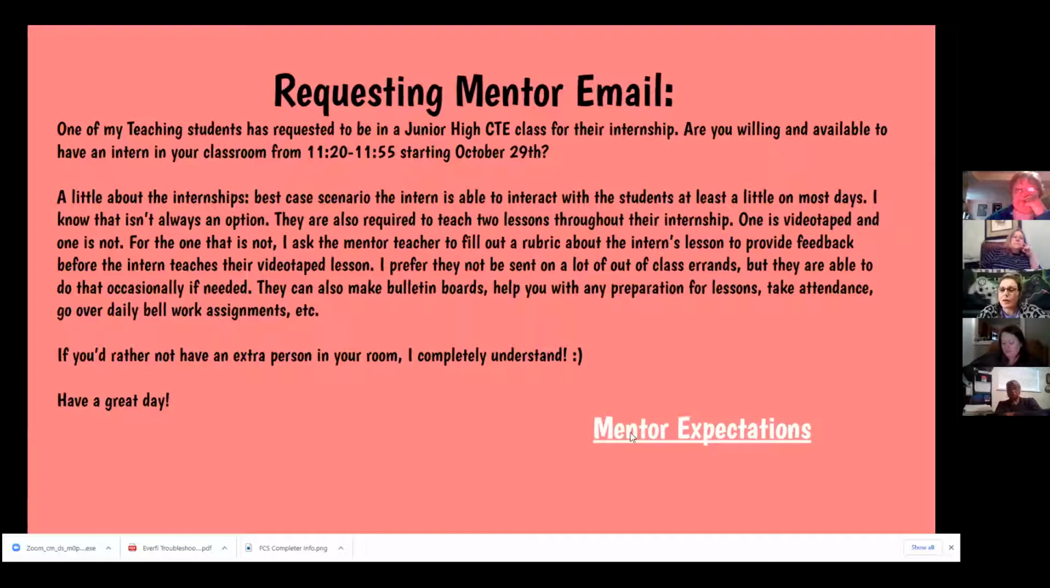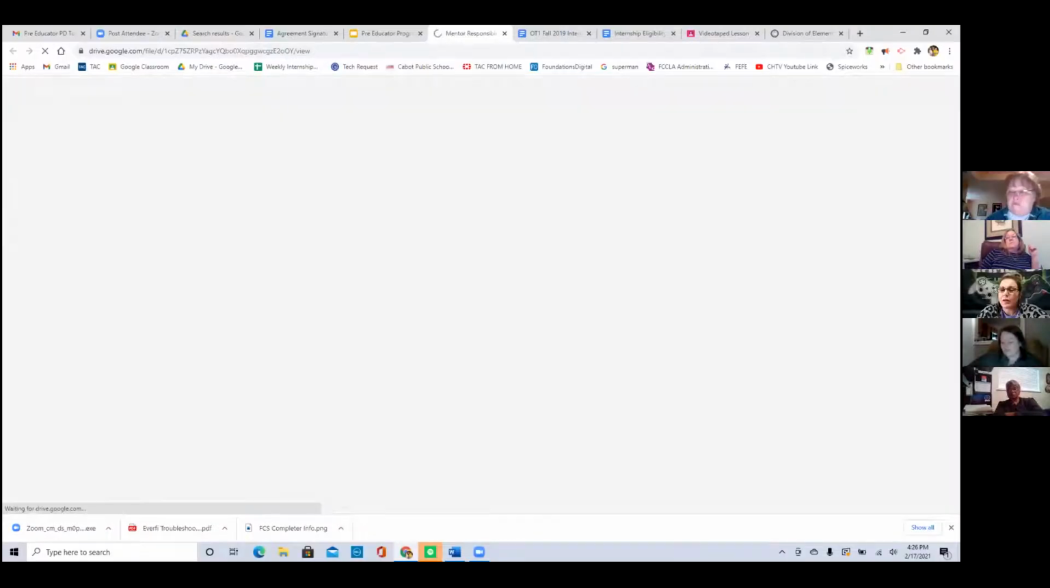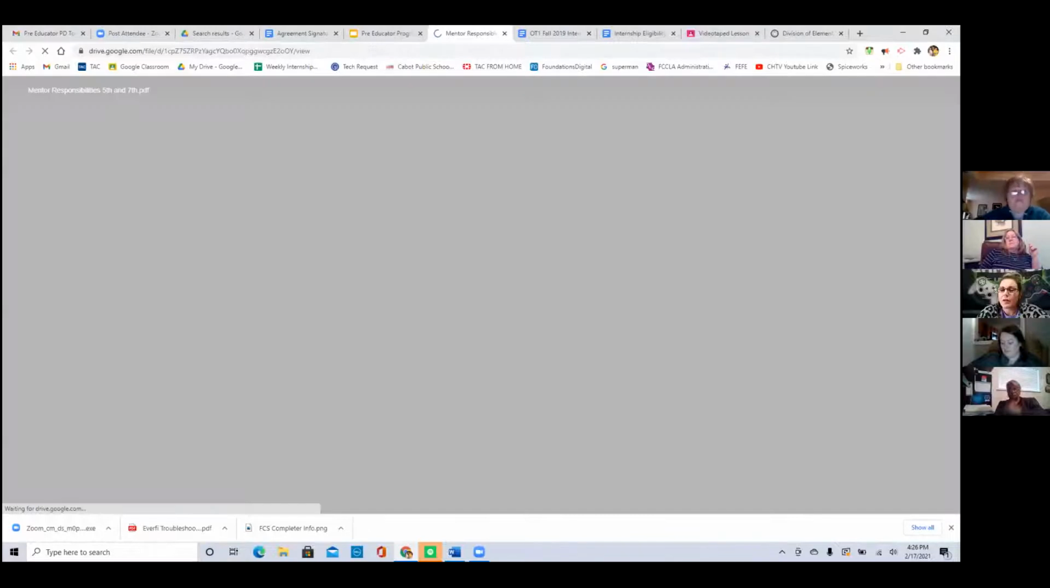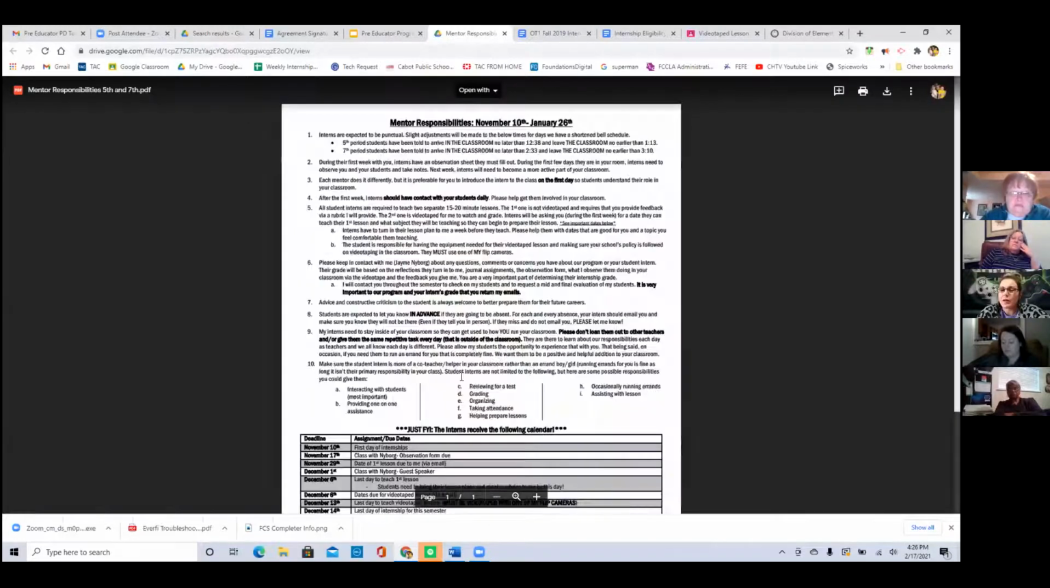But I do have this form that I have for mentor responsibilities. It's kind of overwhelming now that I look at it. I don't know when this was from, but it just says what time my kids are supposed to be there. It tells them that they have an observation form the first week. So if they see kids working on something, that's what they're doing.